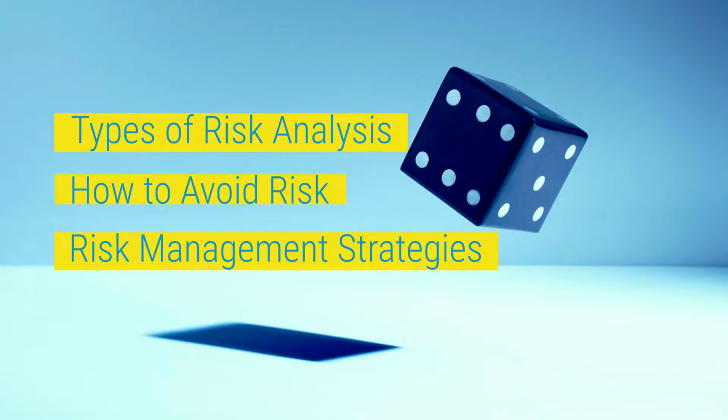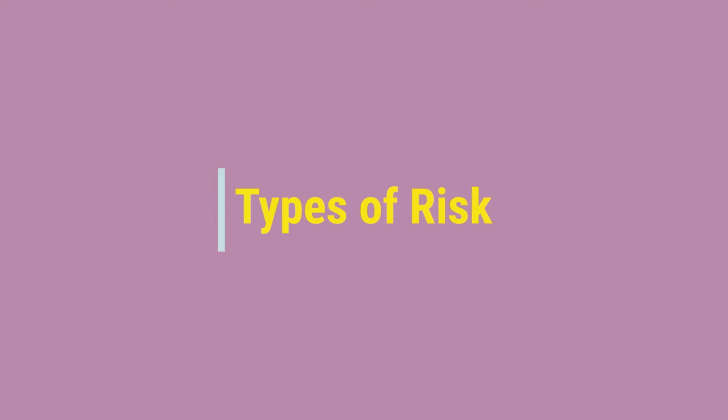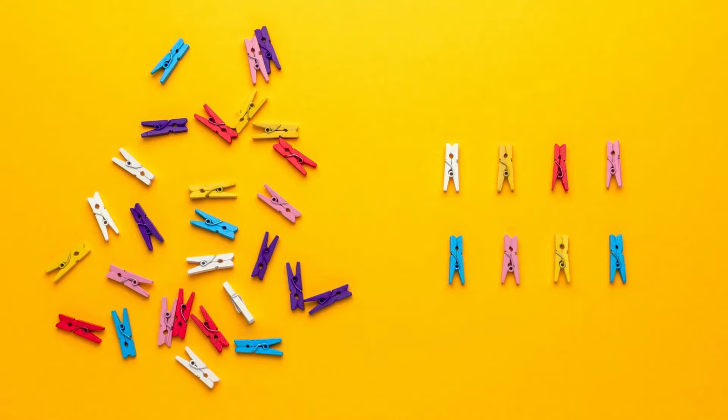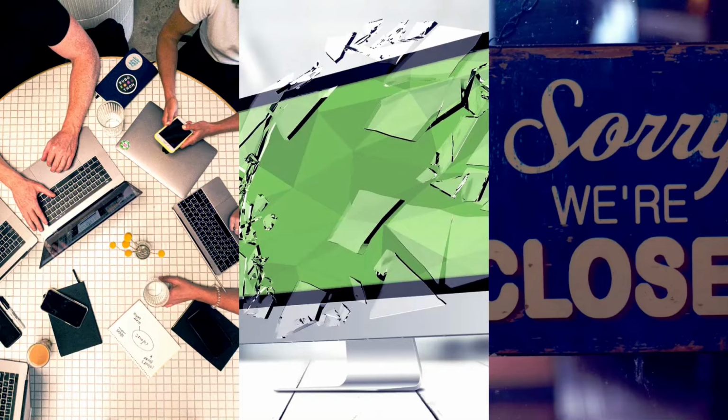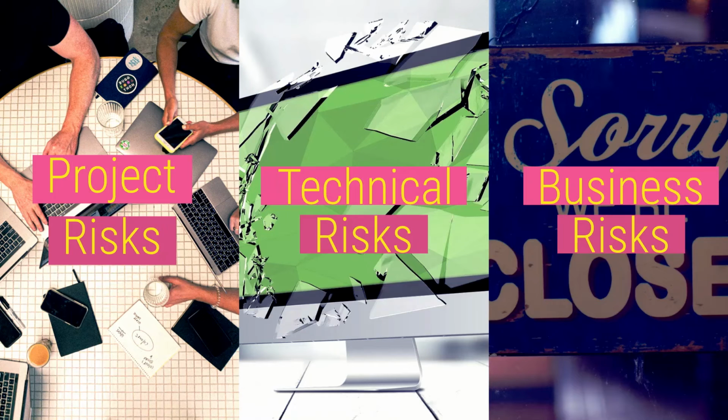strategies. It's beneficial to categorize the types of risks for a few reasons. It helps reveal big patterns and weaknesses that must be addressed. It also helps teams perceive the risk from all perspectives within the organization. There are three types of risks: project risks, technical risks, and business risks.